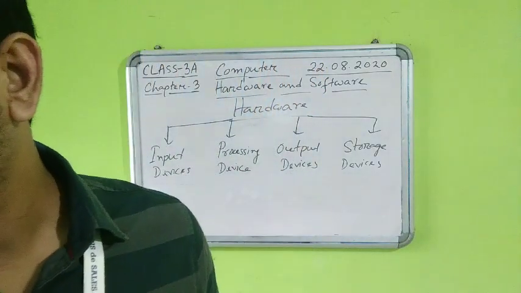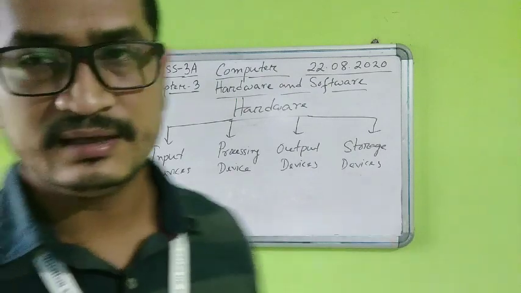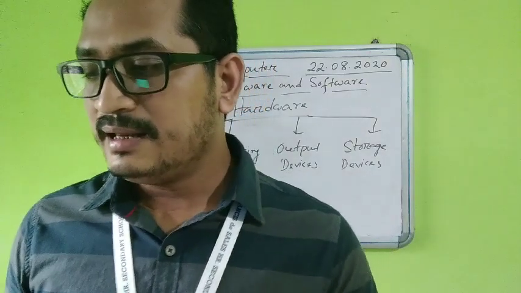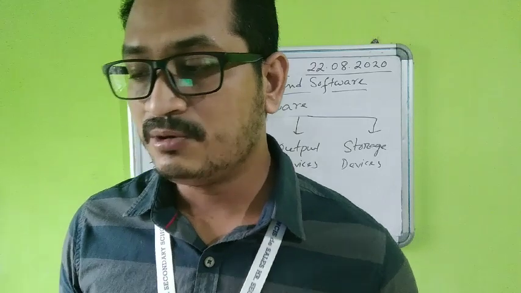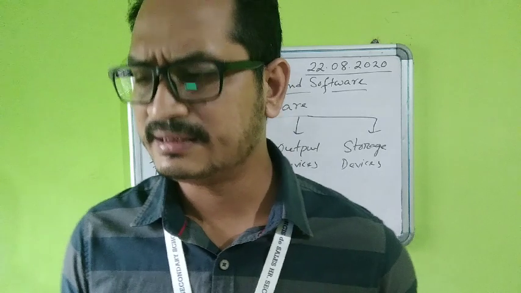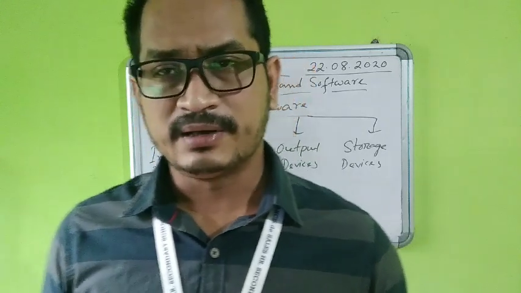Then storage devices. As we have seen, the last one is the storage devices. Any hardware that stores information in a computer is called a storage device. Let's have a look at some of the hardware storage devices. First one is the hard disk. Now what is a hard disk? Hard disk you will not be able to see from outside. Actually, it is fixed inside the CPU. We can take it out somehow, but ultimately it is not visible from outside.